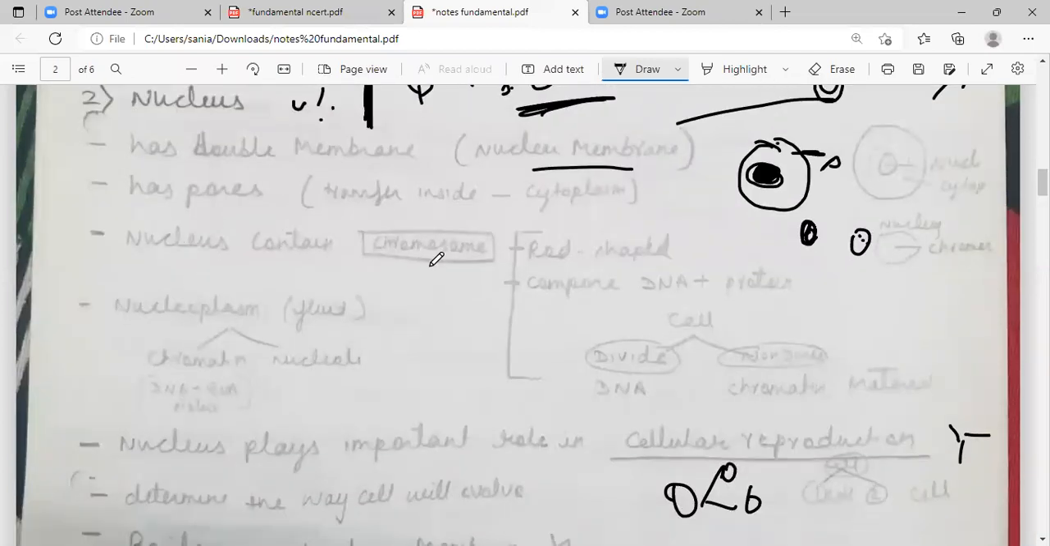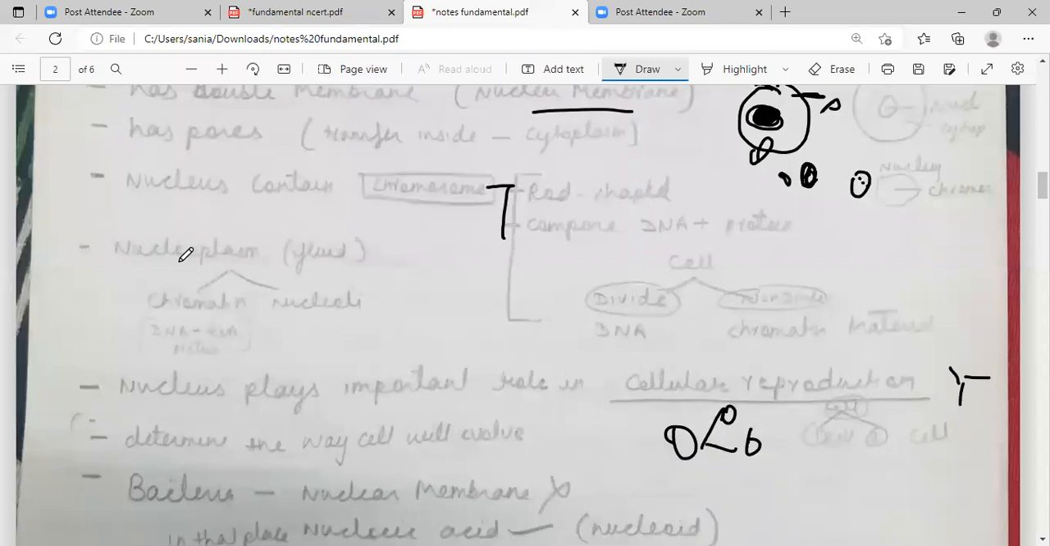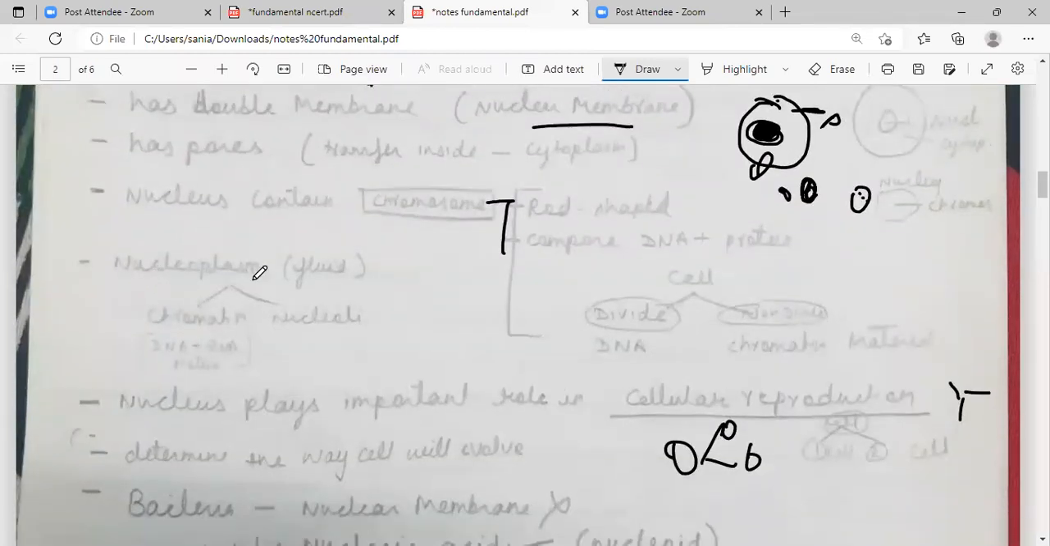Next, the nucleus contains chromosomes, right? And what are the qualities of chromosomes? Chromosomes are rod shaped. Rod shaped means something like this, a rod shape. And next, they are made up of DNA and protein. I'm talking about chromosomes. Next point about the nucleus, it has nucleoplasm inside it, and nucleoplasm is divided into two parts, chromatin and nucleoid.